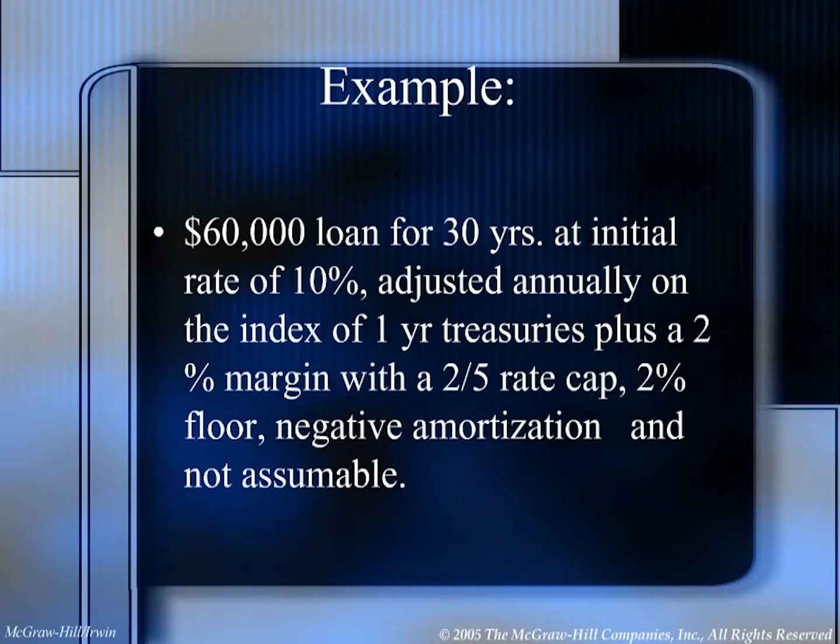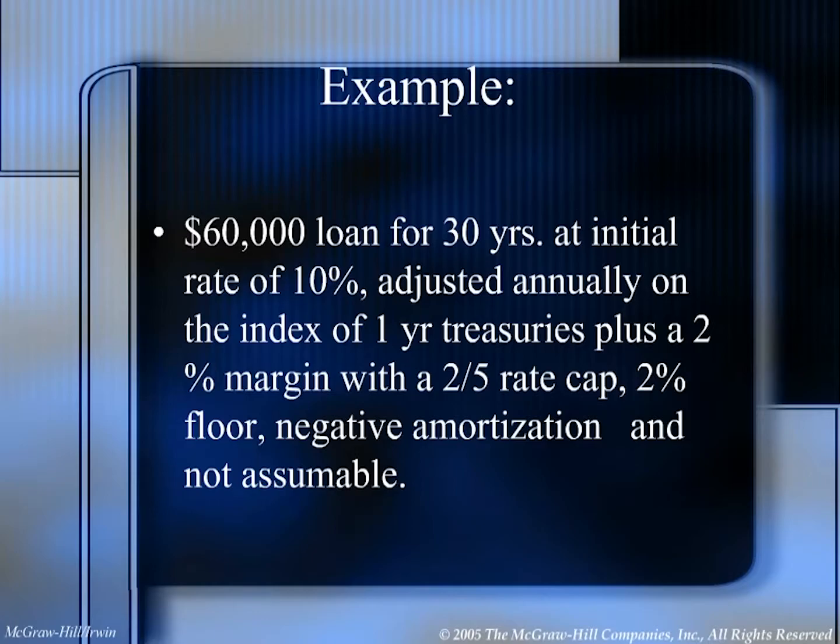So let's look at an example that includes some of these different factors. Before, we had a $60,000 30-year loan at 10% that was adjusted annually, but we didn't have any caps. So let's look at that. Now it's adjusted annually, with an index of the 1-year treasuries, plus 2, so that's the margin, with a 2% rate cap. So it can go up at most 2% a year. Remember, if the rates only go up 1%, it will only go up 1%, but the most it can go up is 2% a year, and over the life of the loan, the most it can go up is 5%.